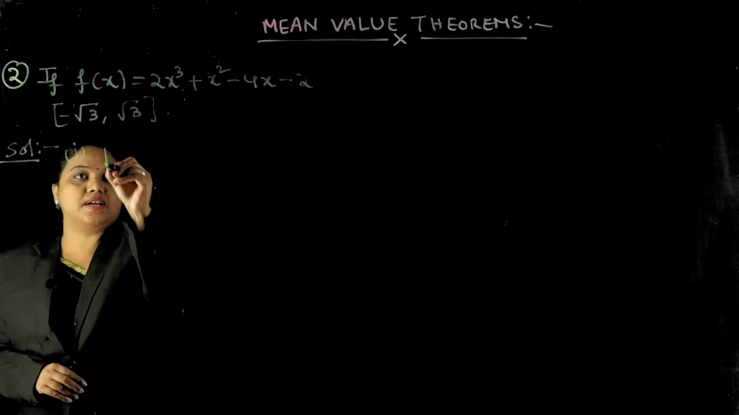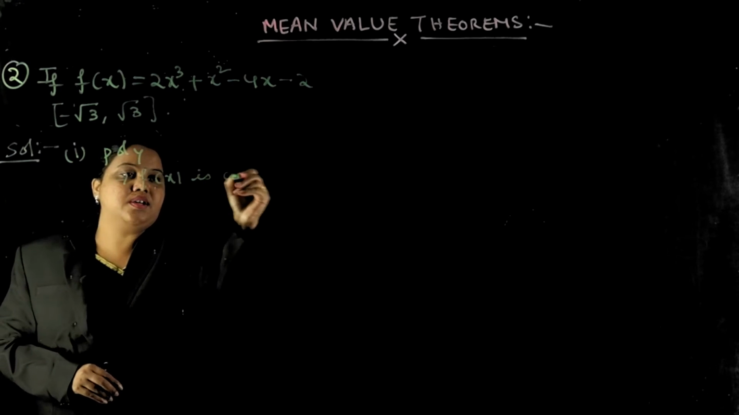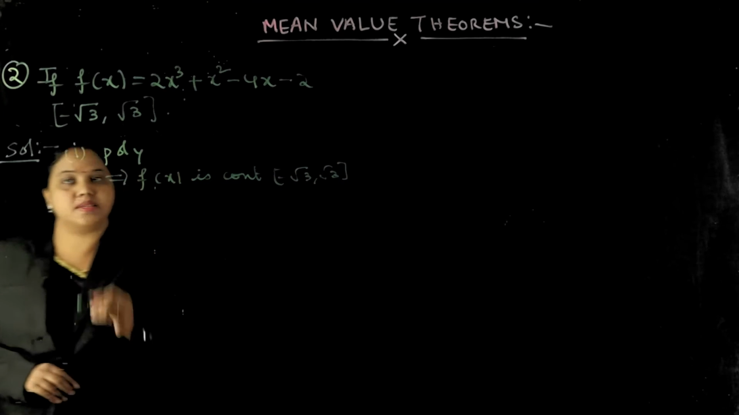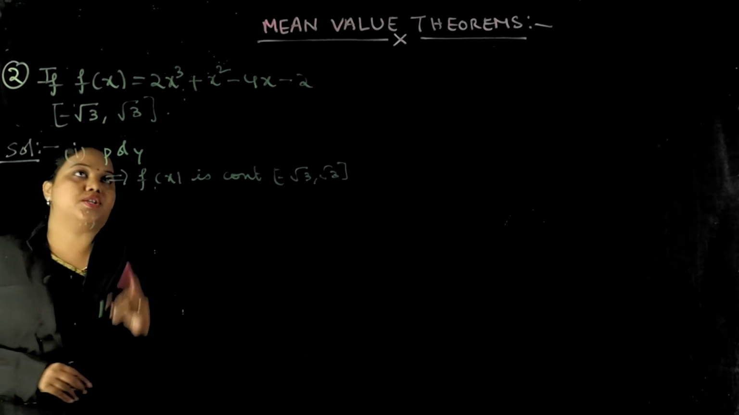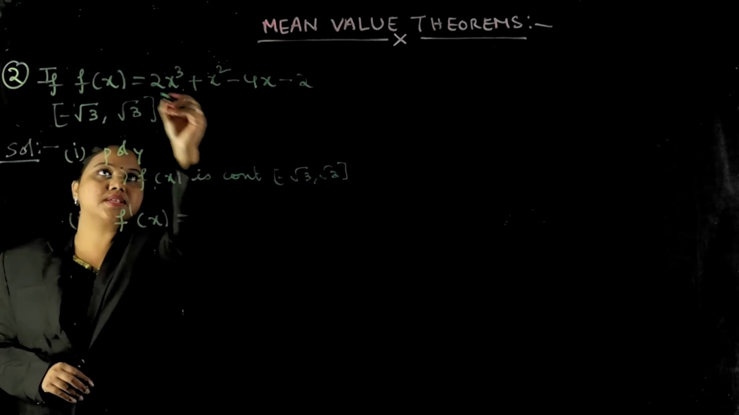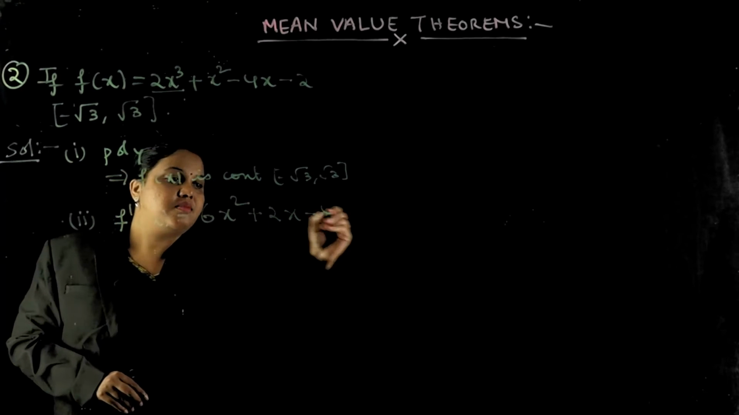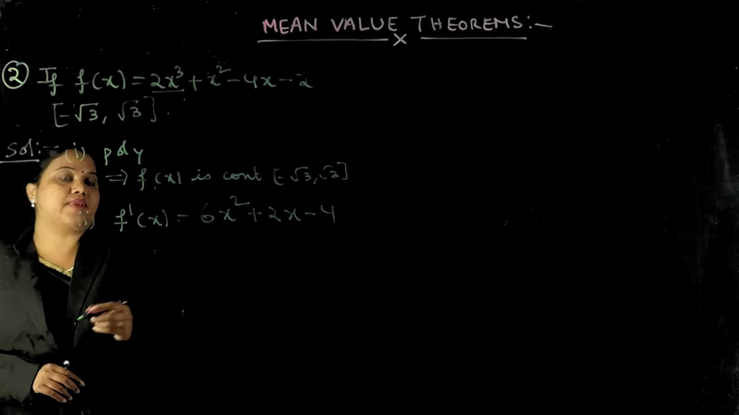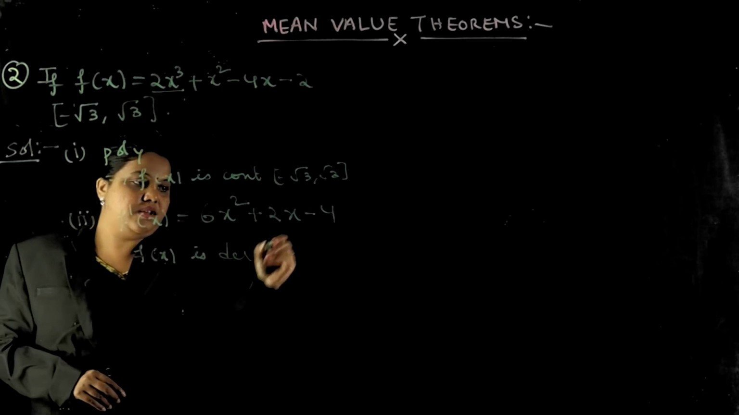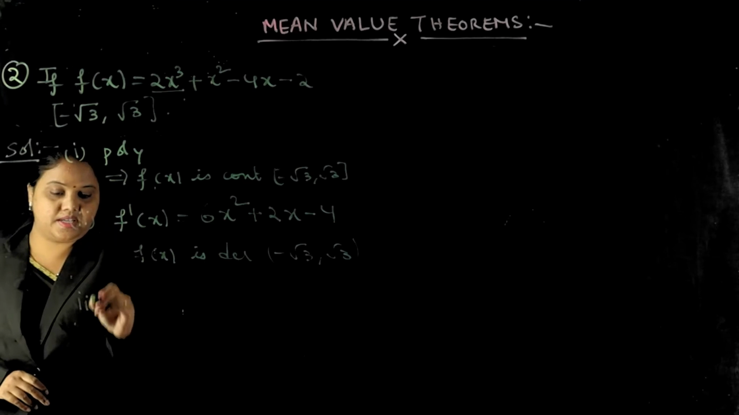This function, we see that it is a polynomial, implies f of x is continuous in the closed interval -√3, √3. So the first condition is verified. The second condition, it should be derivable. Let us check that. So f dash of x is 6x square plus 2x minus 4. So this is a function which is derivable. I can say that f of x is derivable in the open interval -√3, √3. So let us check the third condition.